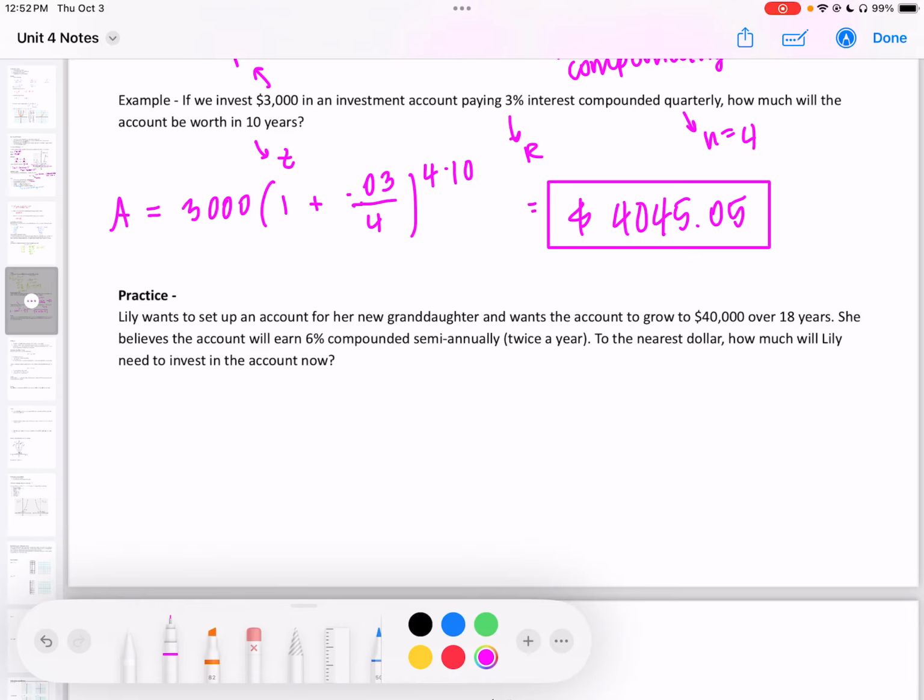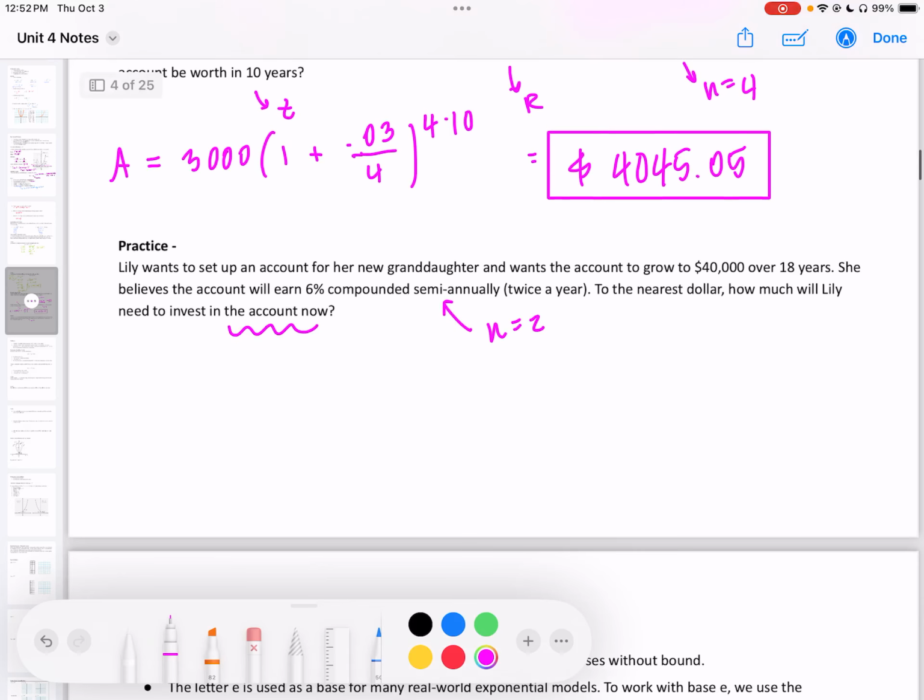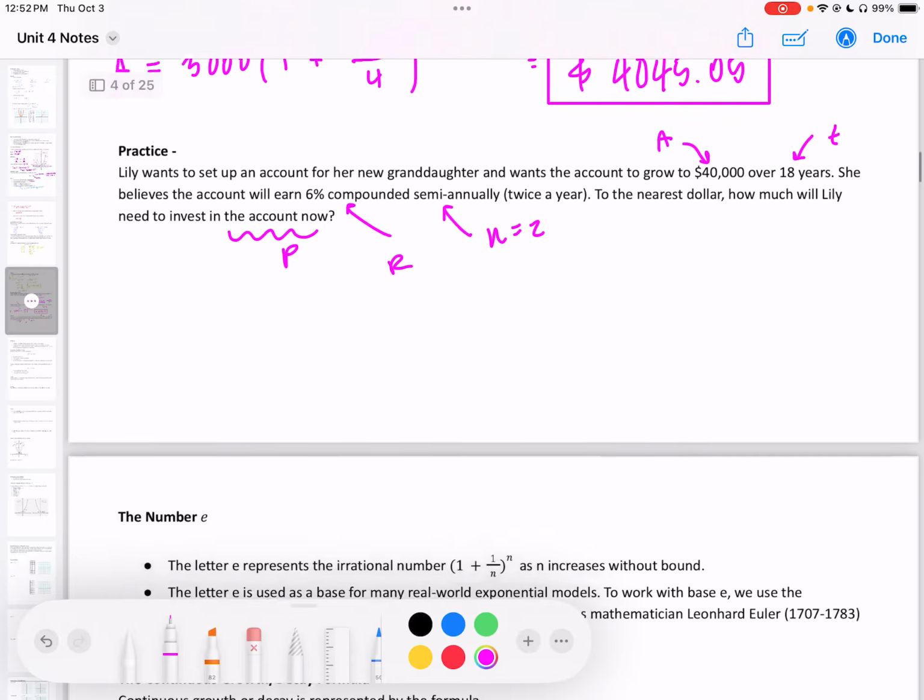Lily wants to set up an account for her new granddaughter. She wants the account to have $40,000 over 18 years. The account will earn 6% compounded interest semi-annually. And then how much does she need to invest in the account now? So that means we're finding P. We have A, we have time, we have the rate. Let's go ahead and plug in and solve.